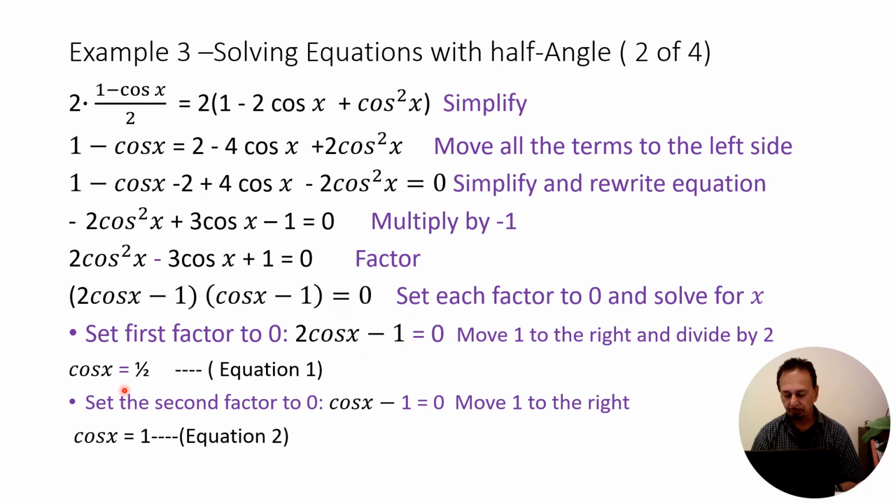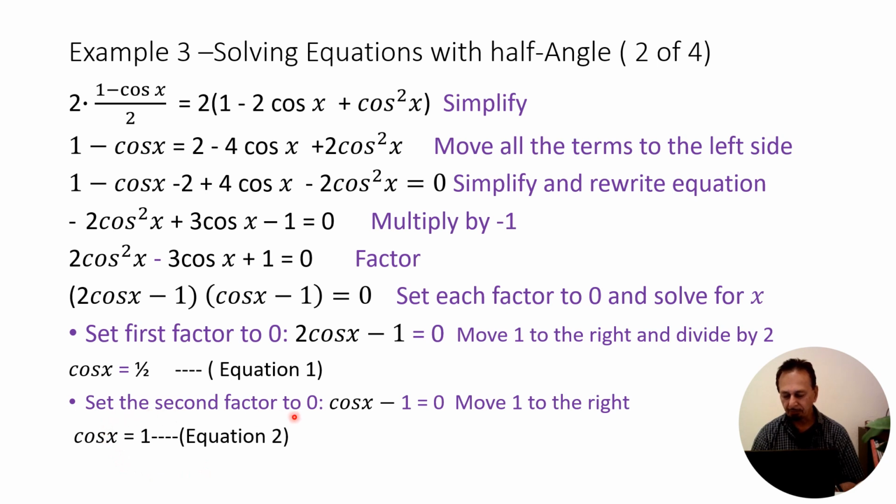Now we set each factor to 0. So let's set the first factor to 0. 2 cosine x minus 1 equal to 0. And we can move the 1 to the right, divide by 2, and we get cosine x equal to 1/2. That's called equation number 1.